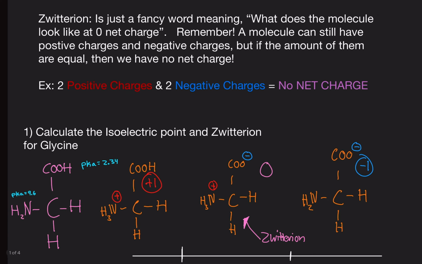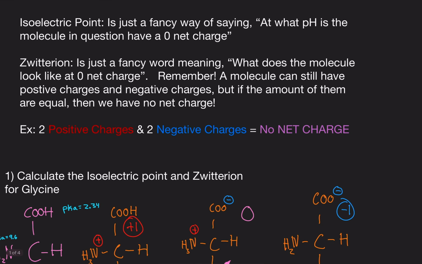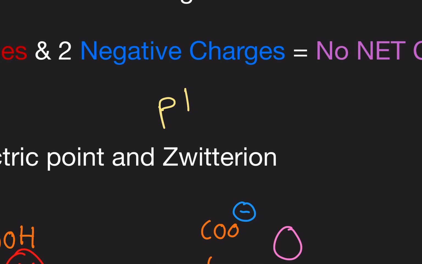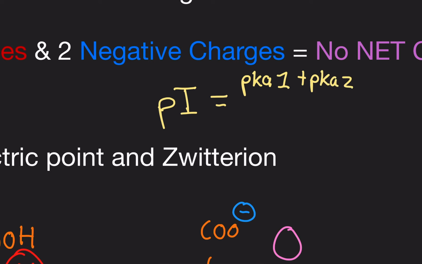Because remember, the definition states, the Zwitter ion is just a fancy word of saying, what does the molecule look like at 0 net charge? Well, we have a 0 net charge, right? So that's the Zwitter ion. Now, how do you calculate the isoelectric point? The isoelectric point has a formula to it. It's denoted as pI. That's how you abbreviate it. So pI, or isoelectric point, equals pKa1 plus pKa2 divided by 2.